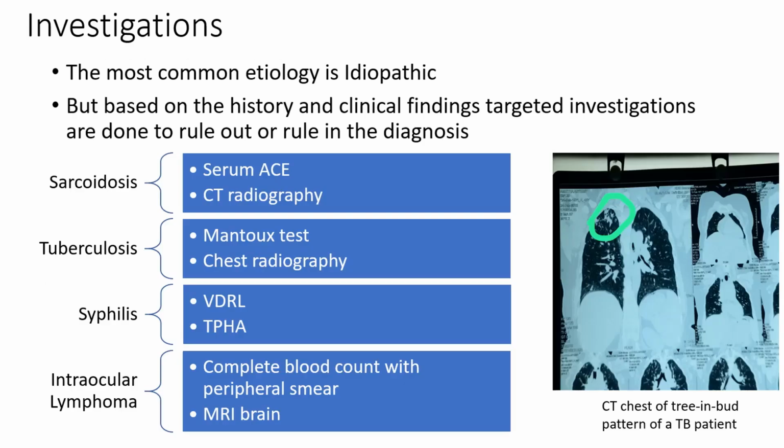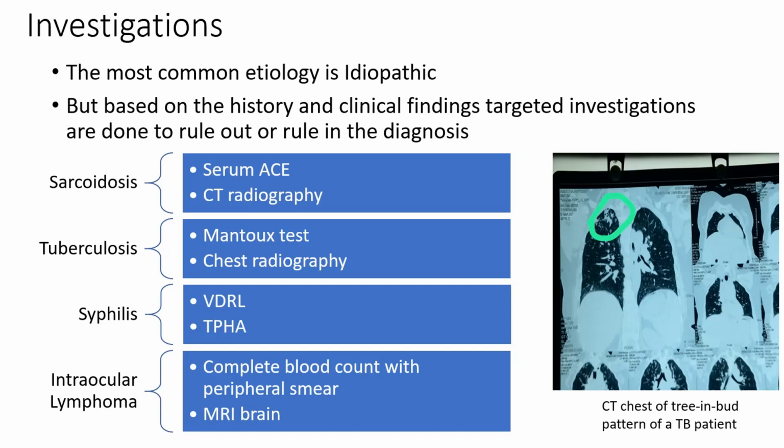For investigation, first we need to take a good history before we investigate any cause of uveitis. The most common cause of intermediate uveitis is idiopathic, but before diagnosing the disease as idiopathic, we have to rule in or rule out other diagnoses. For sarcoidosis, we can do ACE or chest X-ray. For tuberculosis, we have to do the Mantoux test and imaging. For syphilis, VDRL and TPHA.